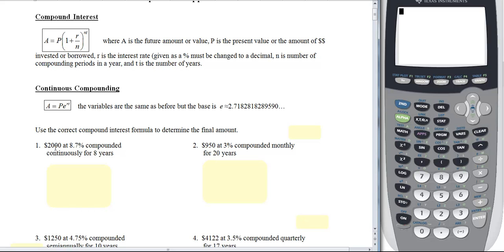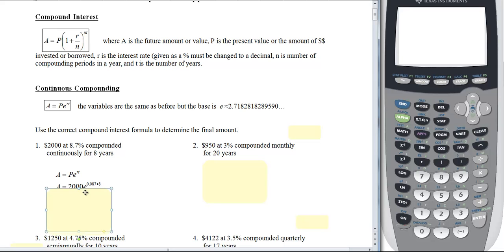So, $2,000 at 8.7% compounded continuously for 8 years. The correct formula to use would be this one. Now this is my investment, or the amount borrowed. But because of the word continuous, I use this formula. So the 2,000 would go in for P times E. My R would be 0.087 times 8.